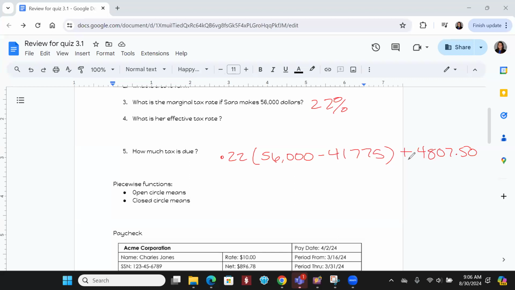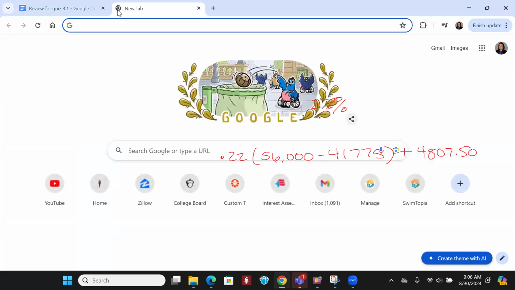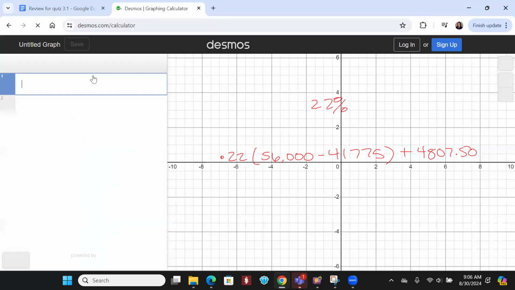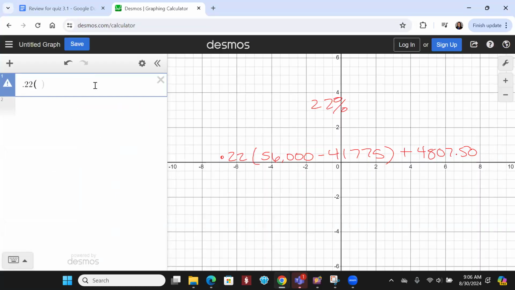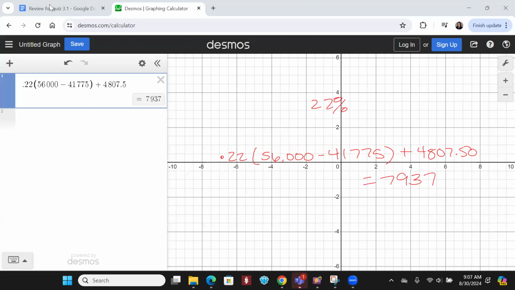Okay, then you got to add 4,807.50. Are we okay? Okay, now you're going to take this and you're going to plug it into Desmos. Okay, and when you do that, you get 7,937. So 7,937. That's how much she owes.